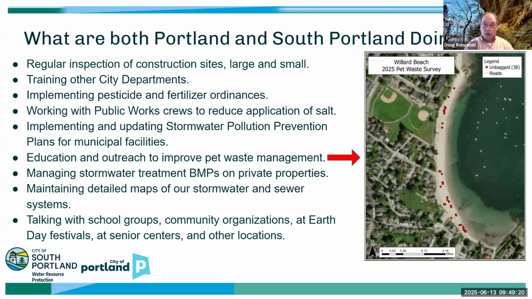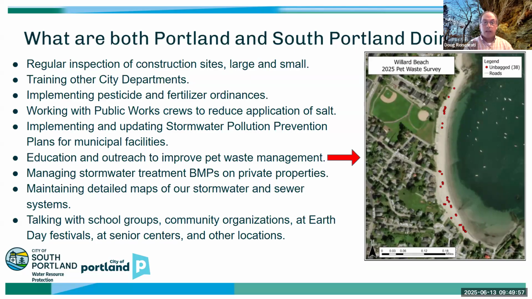We're providing a lot of outreach and education about pet waste at a variety of different places. In our case, the Quarry Run Dog Park in Portland is a prime example of where we're working. We're managing stormwater treatment best management practices on private property. So whenever a developer puts in stormwater management, they now have to provide an annual report. So we are reviewing and working with the landowners to make sure that they are maintaining their stormwater treatment systems, because as Aubrey mentioned, if they aren't working, they aren't providing the benefits that they were approved to have.